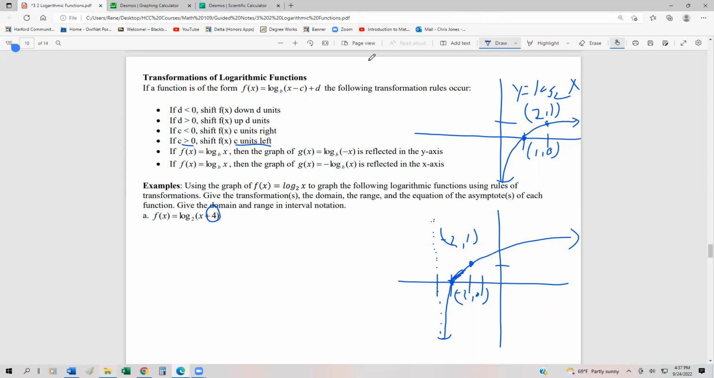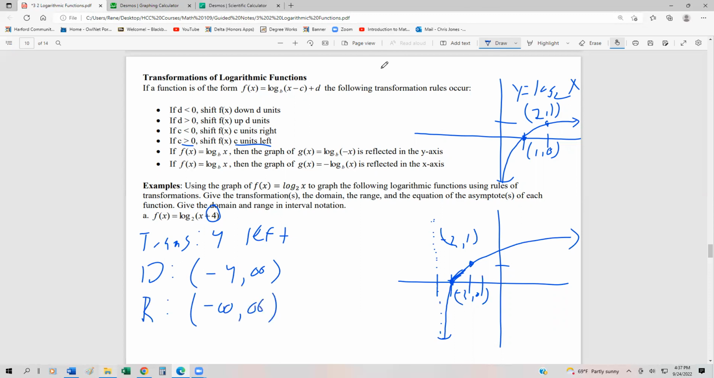All right, and then let's go ahead and identify the domain for this. For the transformation, that's going to be 4 units to the left. For the domain, notice we start at negative 4, exclusive, and we go to infinity. For the range, that's going to be from negative infinity to infinity. And then finally, for the asymptote, x equals negative 4.